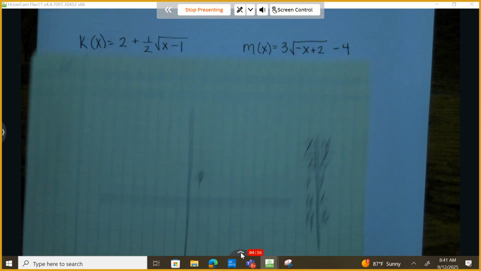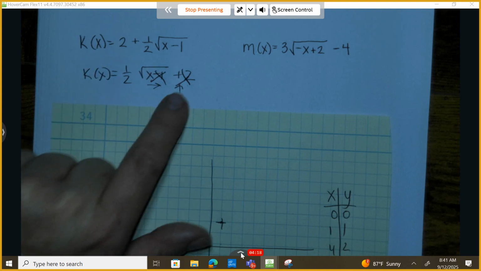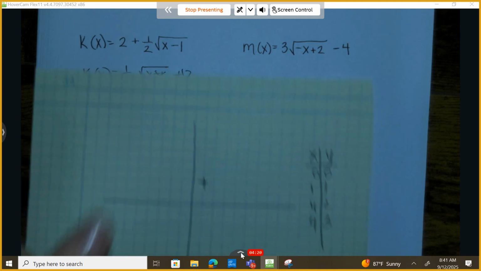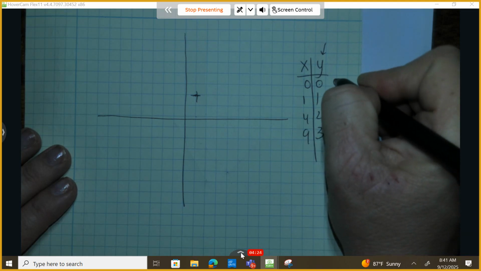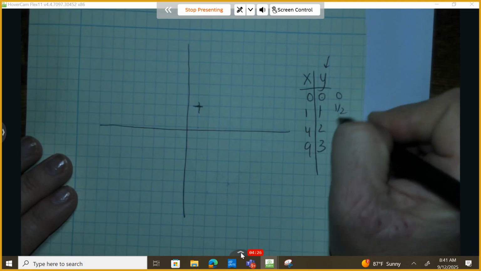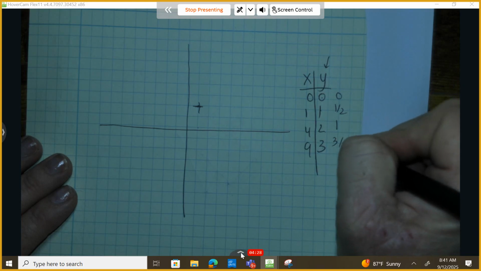All right, so it's time. You ready? I've shifted it to the right 1, and I've shifted it up 2. What do I do with this? It's directly in front, so I'm going to multiply it by the y's. 0 times 1/2 is 0. 1 times 1/2, 2 times 1/2, and 3 times 1/2.